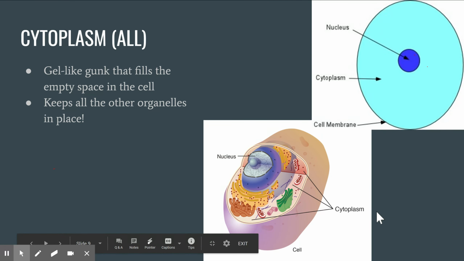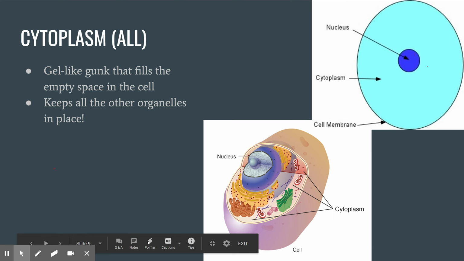The third organelle that is present in all cell types is the cytoplasm. The cytoplasm is a gel-like gunk that fills the empty space of the cell. Through this, it can keep everything in the right place. So in these two simple pictures over here, you can see a cell membrane and a nucleus. The cytoplasm fills all of the empty space within that cell.